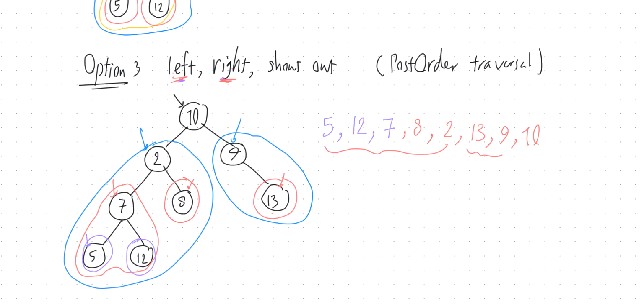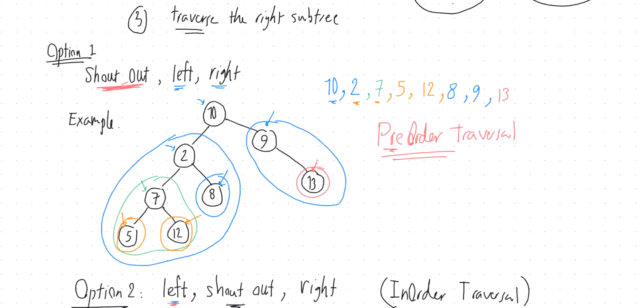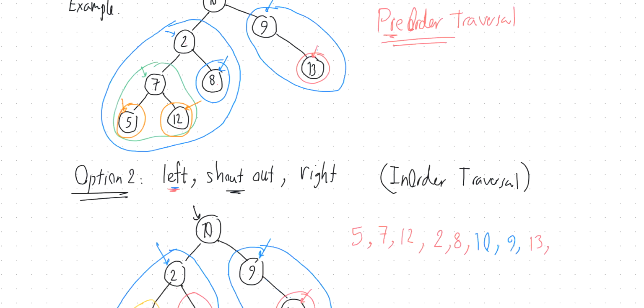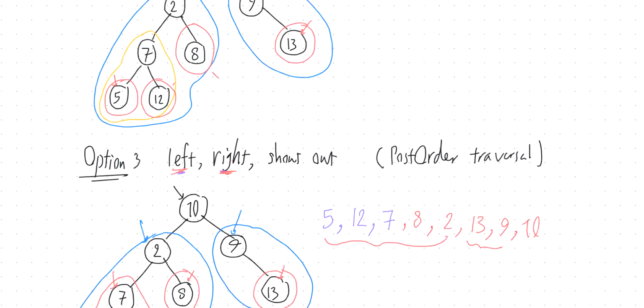So preorder, inorder, postorder, 3 traversal algorithms. All of them are based on this observation that we need to process the current node. We also need to traverse the left and the right subtrees. And depending on the order in which you do these 3 tasks, you get 3 different algorithms. Again, preorder, inorder, and postorder. Now, in later videos, we will see implementations of these algorithms in C++ as well.